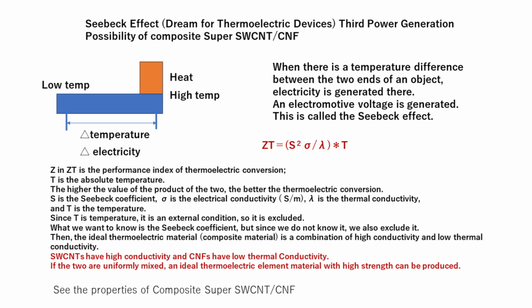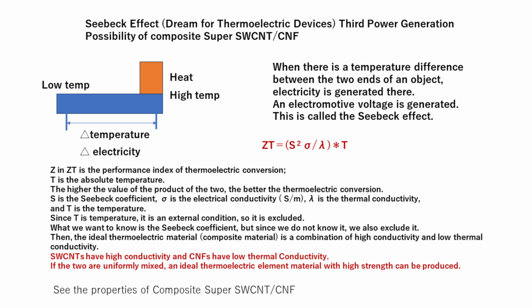Z in ZT is the performance index of thermoelectric conversion. T is the absolute temperature. The higher the value of the product of the two, the better the thermoelectric conversion. S is the Seebeck coefficient, sigma is the electrical conductivity, S/m, lambda is the thermal conductivity. And T is the temperature. Since T is temperature, it is an external condition, so it is excluded. What we want to know is the Seebeck coefficient, but since we do not know it, we also exclude it.